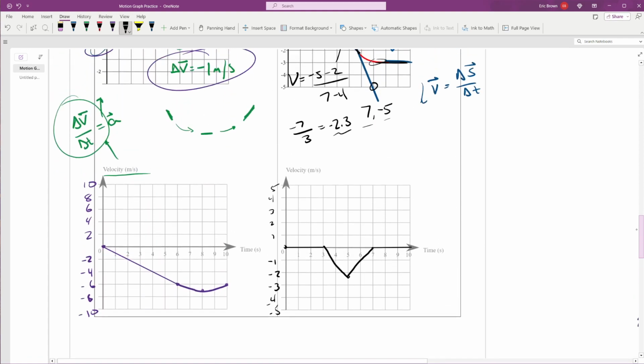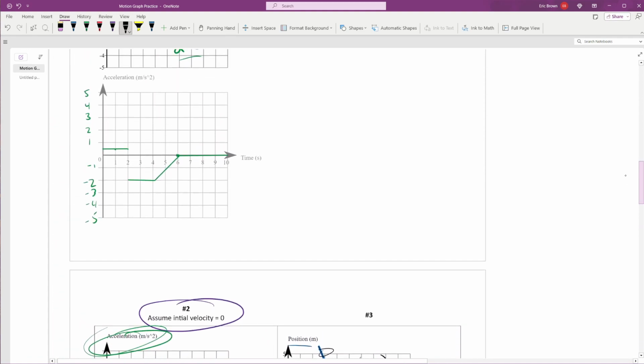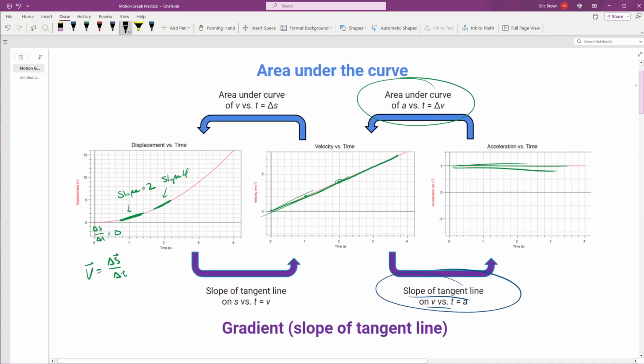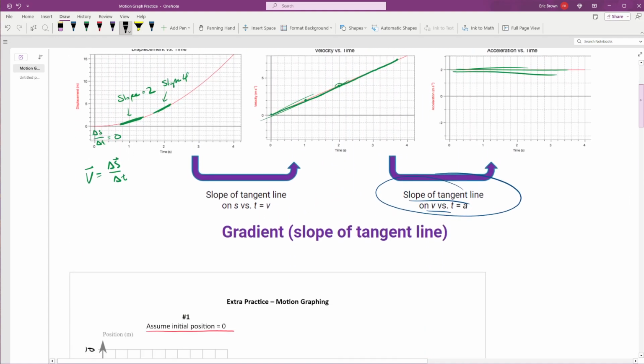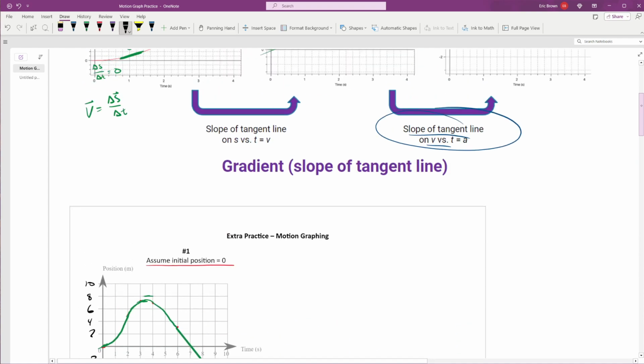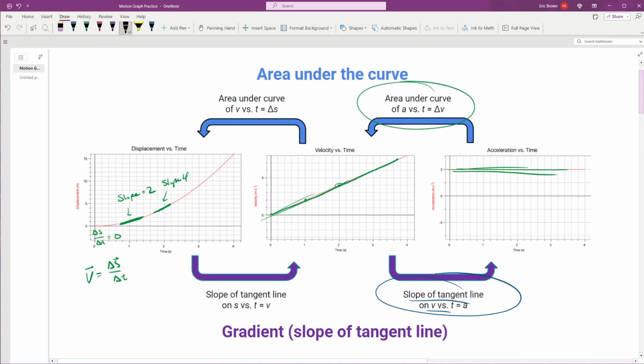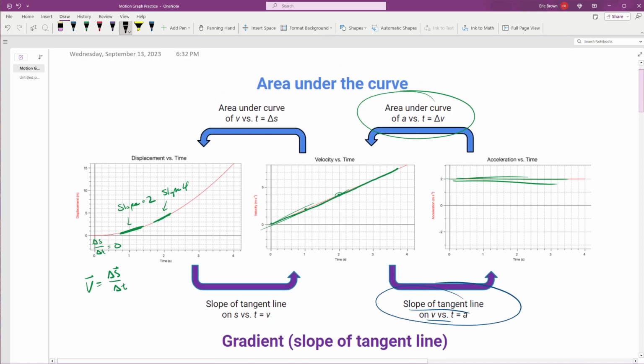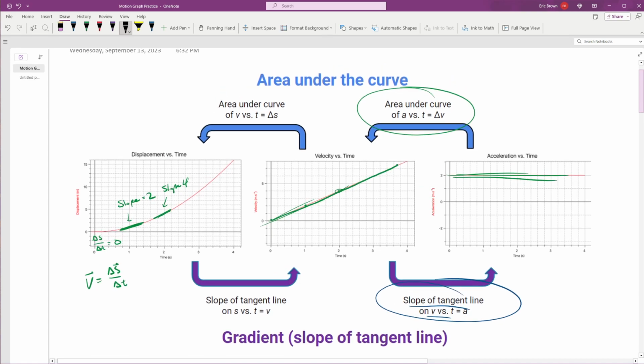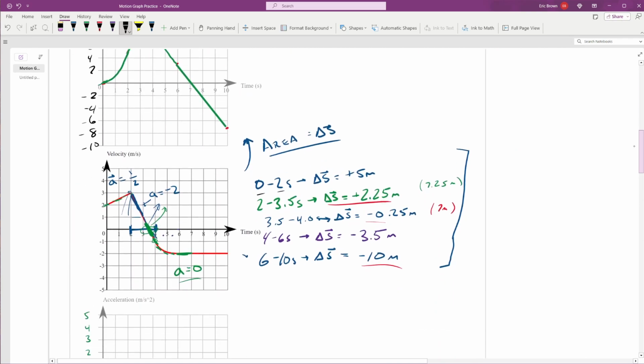All right, so there are 2 examples in gory detail to hopefully help walk you through this extra practice. And again, it's really just about getting these 2 rules down: knowing when to do area under the curve and when to do slope of a tangent line, and then applying those to try and draw the other graphs.